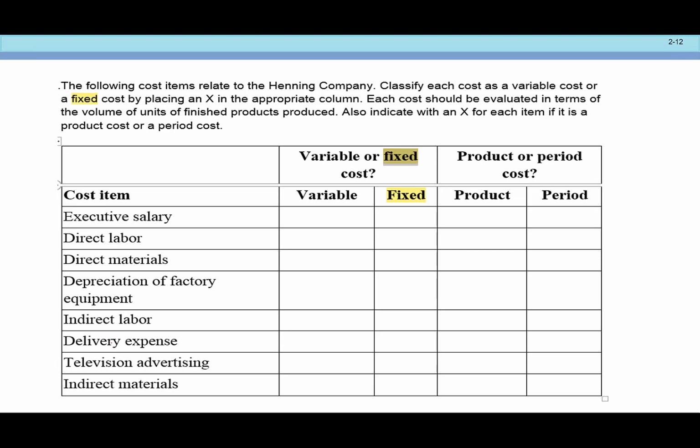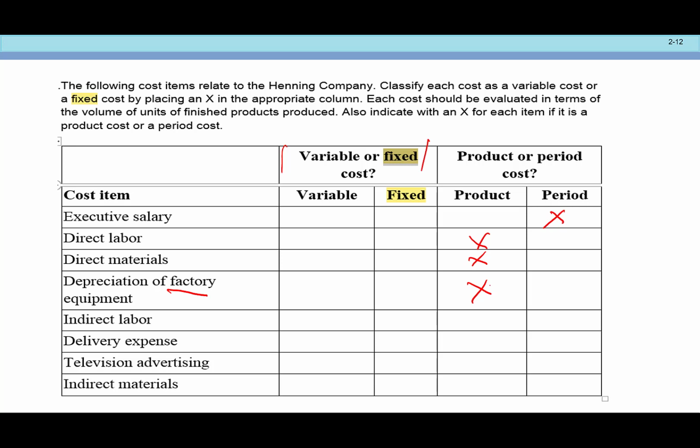All right, let's take a look at these, and don't worry about this column right now, fixed versus variable. We're going to get to that a little bit later, but let's just use this exercise for product or period costs. So, how about executive salaries? Period, good. How about direct labor? Product, good. How about direct materials? Product. How about depreciation of factory? It is product, even though it's indirect, it's product cost, right?